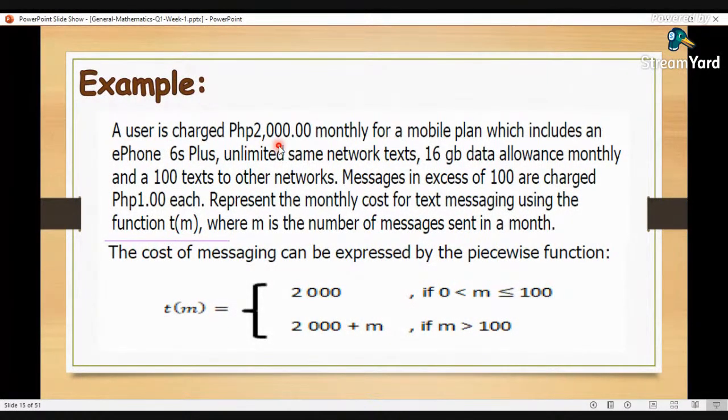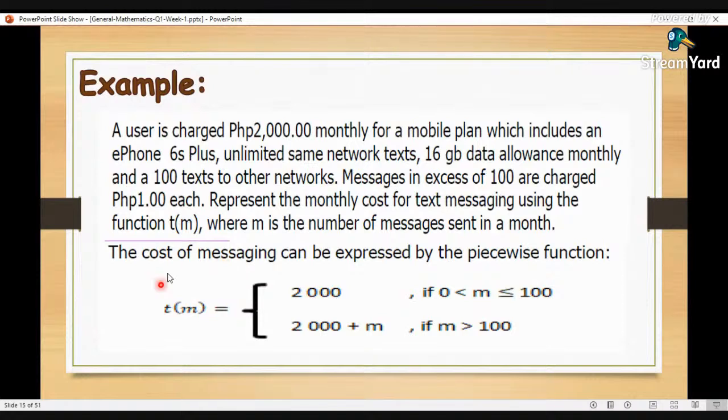A user is charged 2,000 pesos monthly for a mobile plan which includes an iPhone 6S Plus, unlimited same network text, 16 gig data allowance monthly, and 100 texts to other networks. Messages in excess of 100 are charged 1 peso. So represent the monthly cost for text messaging. Take note, text messaging only, using the function T of M. So you will notice that the user will pay only 2,000 for 100 messages.